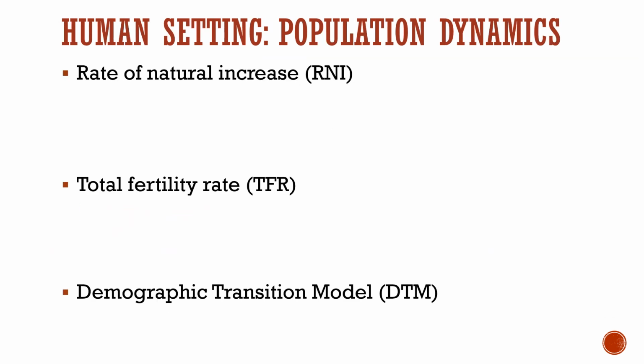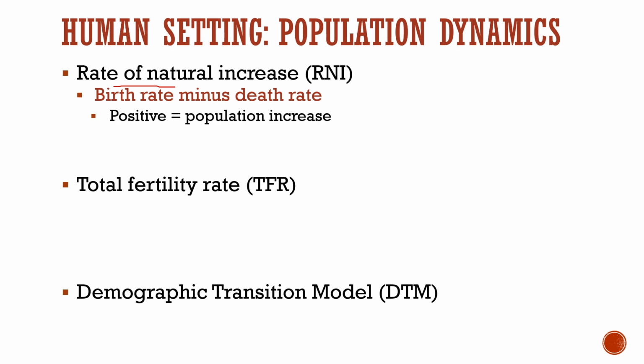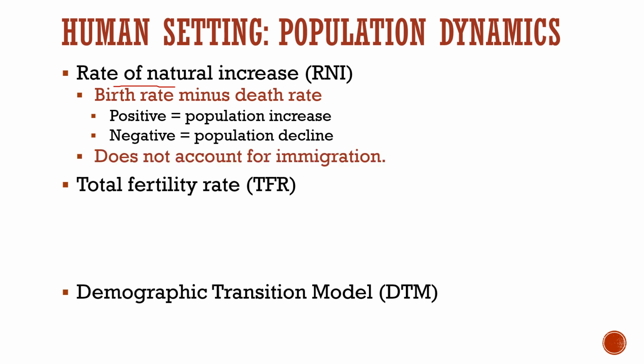So there are some different dynamics and terms that go along with this. The rate of natural increase, RNI, is the birth rate minus the death rate. If it's positive, the population is increasing; there are more births than deaths. It's negative when the population declines, so more people are dying than being born. But this does not account for immigration, people coming in or leaving, who are not dying or being born, but just moving locations.